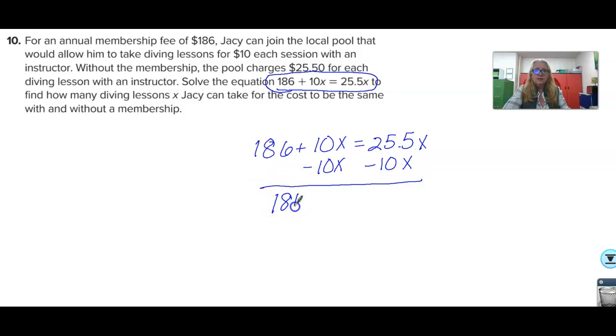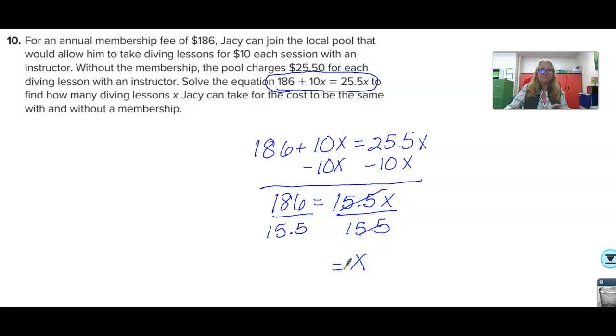Gives us 186 is equal to 15.5x. And our final step will be to divide both sides by 15.5, which I don't want to try to do in my head. I have a hard enough time doing mental math when it's easy. So I'm not going to do it there. Okay, 186 divided by 15.5 is 12. Typical book problem.